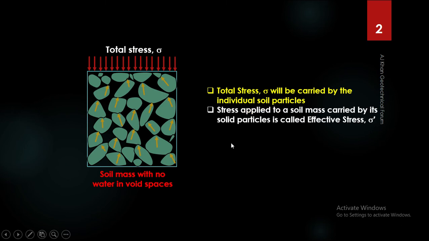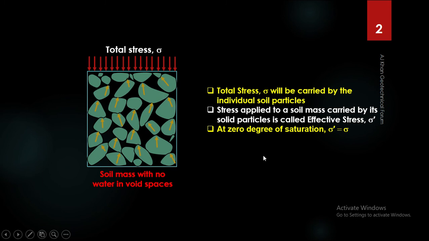Now the stress applied to a soil mass carried by its soil particles is called the effective stress. That is denoted by sigma prime, and the total stress is denoted by sigma. So this is the definition of effective stress. For your better understanding, I would say the stress that is carried by the skeleton of a soil mass, or the solid particles or the individual particles, that part is called the effective stress and is denoted by sigma prime. So for this case, when there is no water inside the void spaces, that is, there is 0 degree of saturation, the effective stress will be equal to the total stress. That is, all the stress will be carried by the solid particles alone.